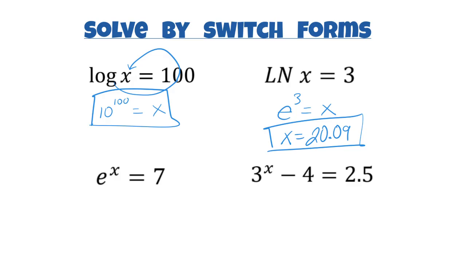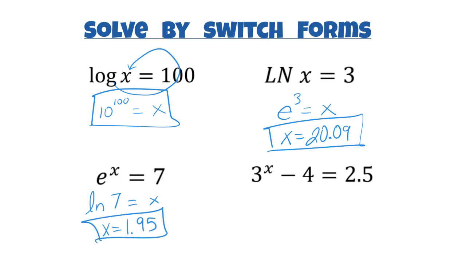Now that we've talked about switching forms and we're better at it, we should be able to switch this to a logarithm. So this is a log base e, which I'm going to call natural log of 7 equals my exponent. Now I've got the exponent, or the x, isolated, and I can just type in my calculator the natural log of 7, and I get 1.95.